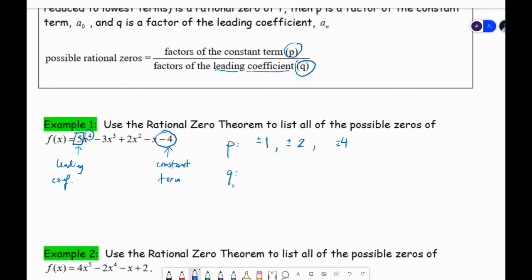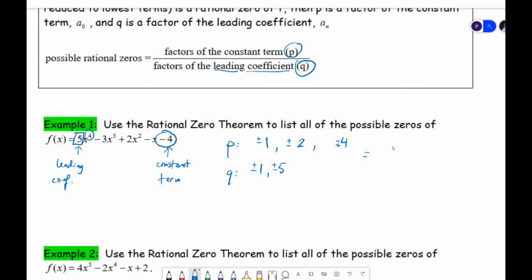So the factors of q are 1 and 5, and make sure that we find all possible combinations. So positive and negative. This plus and minus will always show up for all of your factors. So now let's put it together. In order to write out all the possibilities, we're going to take the first factor of p divided by each factor of q. And we're going to do that for all different combinations.